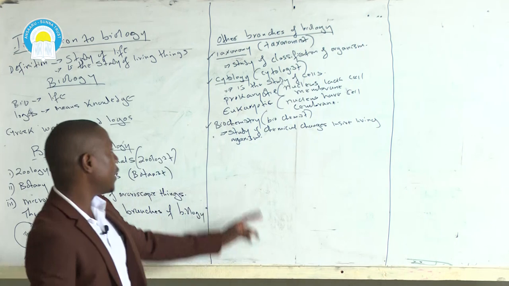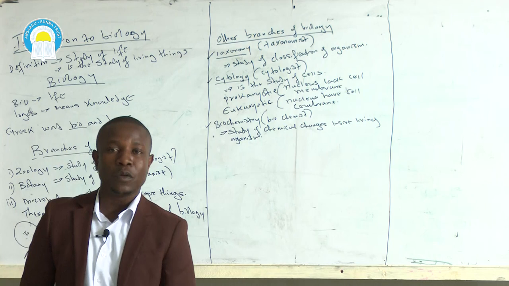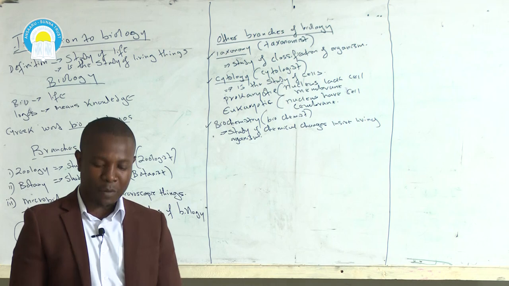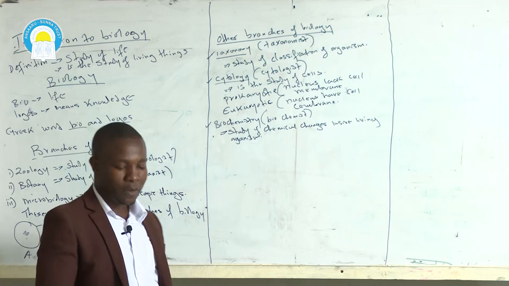And as you know, there's a characteristic of living things called respiration. We're being told it's the chemical breakdown of food in the body cell to release energy. So all those chemical changes that take place in the body, when we group them together, you call it what? Biochemistry.